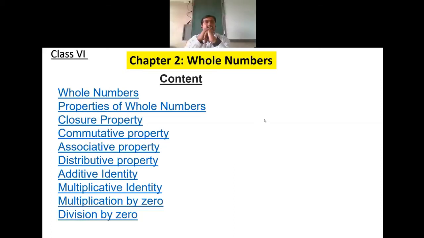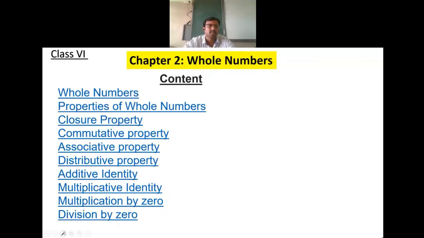The name of the second chapter is whole numbers. These are the basic concepts which are mentioned.